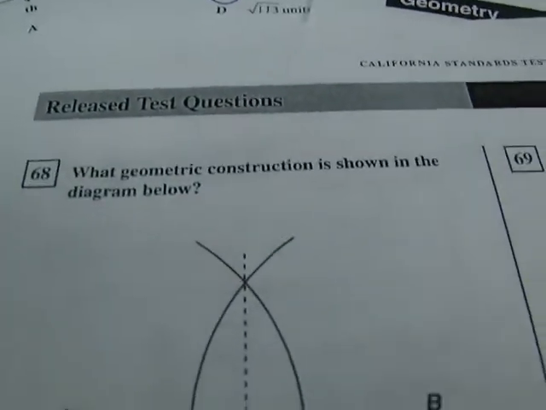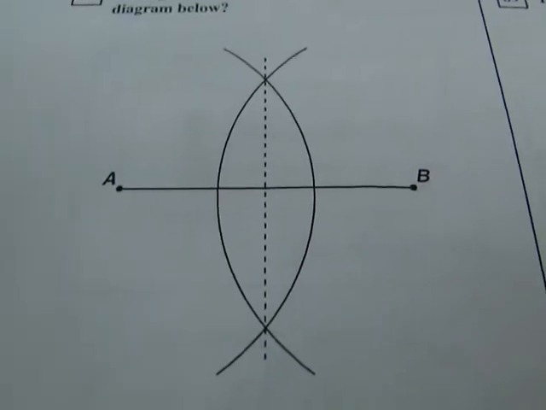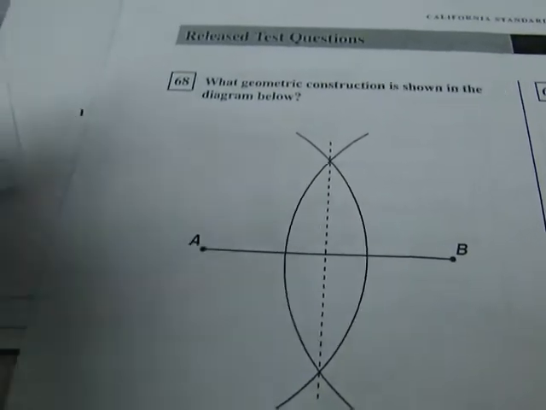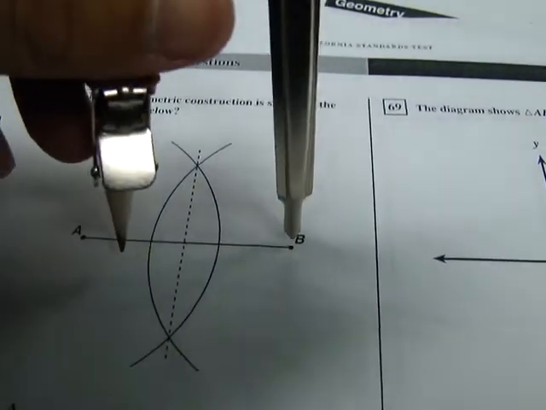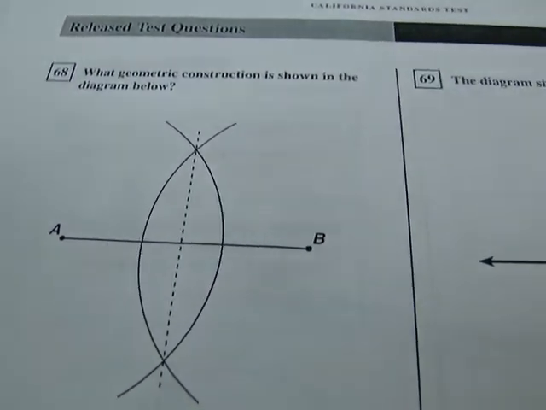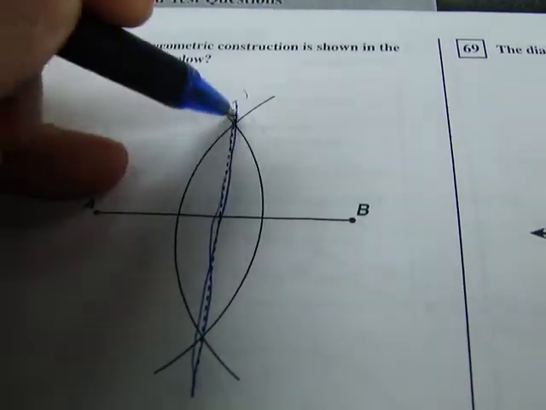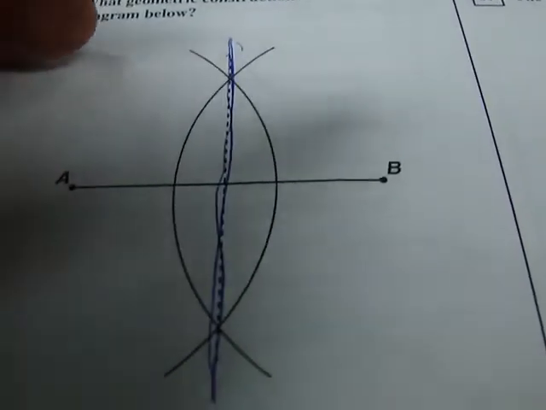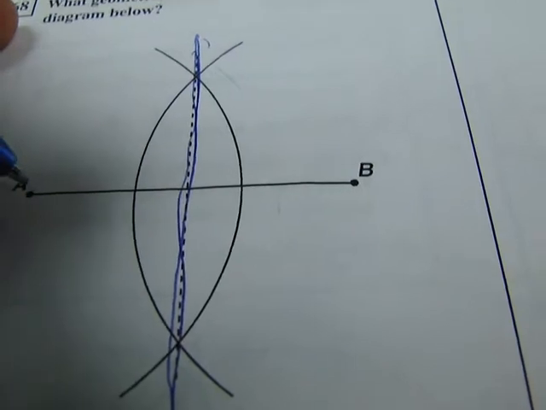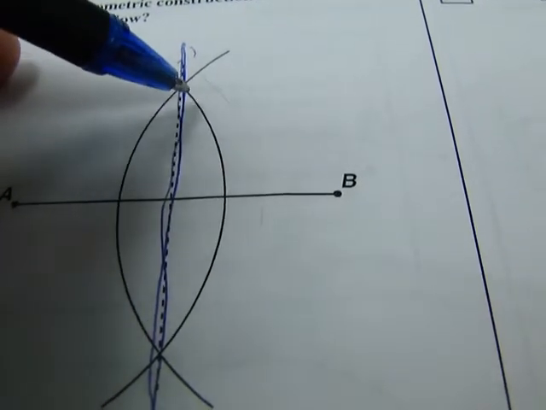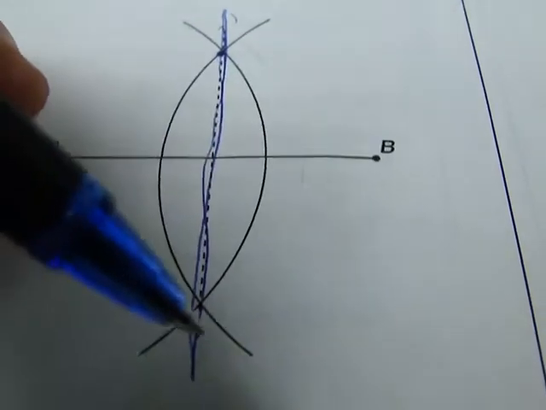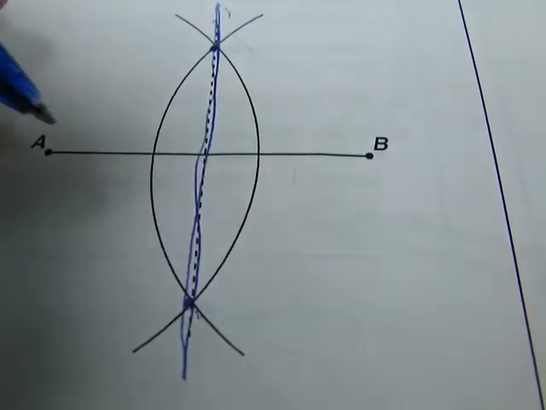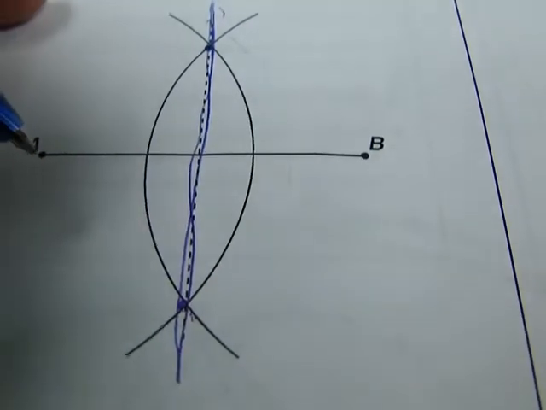Okay, one more. 68. What geometric construction is shown in the diagram below? Well, let's see. It looks like we made arcs from opposite sides. So we kind of made an arc this way and an arc this way. And then we took the intersection of the arcs and we did this. So clearly this arc is a constant distance from A, and this one is a constant distance from B. So then this point, because these arcs are congruent, has to be equal distance from B. This point as well has to be equal from A and B, I should say. So these 2 points are equal distance from A and B.